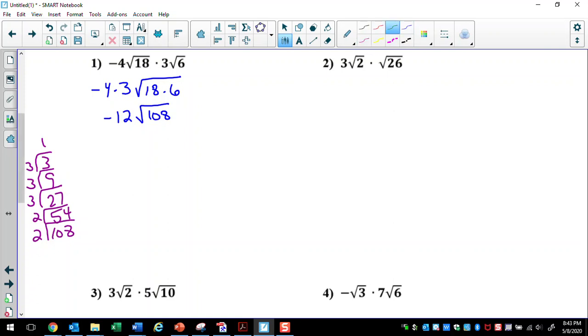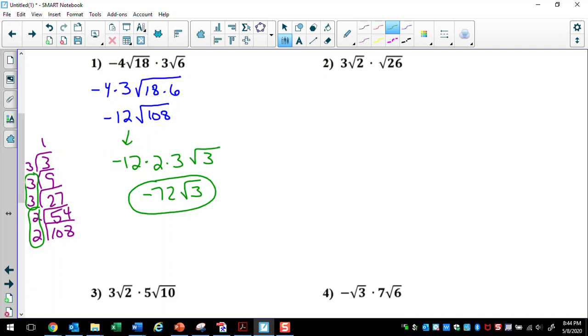Alright, so now look for our pairs, because we're doing square roots. So I've got a pair of 2's, and I have a pair of 3's. Alright, so we got that. Negative 12 has got to come down. Times, I had a pair of 2's, and I had a pair of 3's. And then I had a 3 left over. Now I can multiply all that back together, and we end up with negative 72 on the outside, radical 3. I think I kind of like multiplying a little bit.